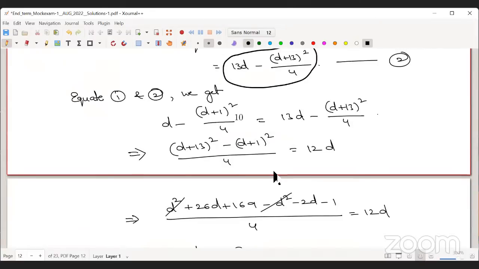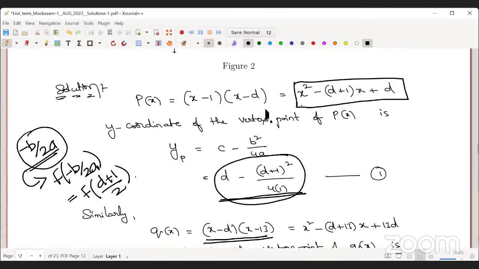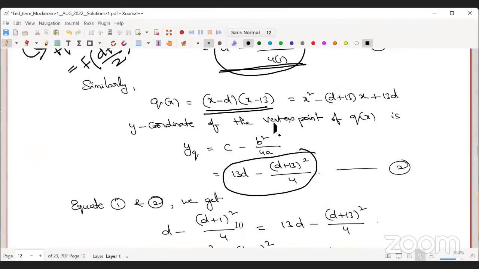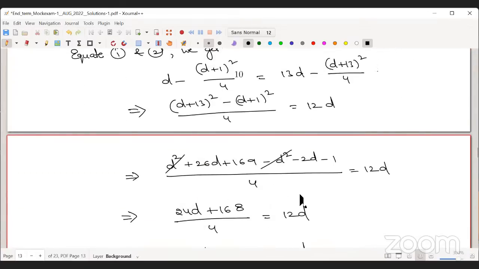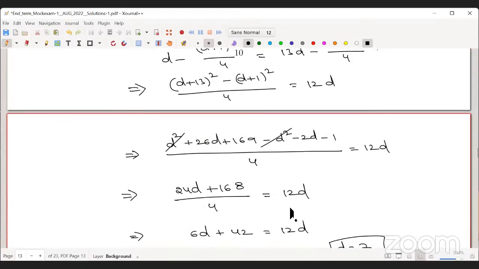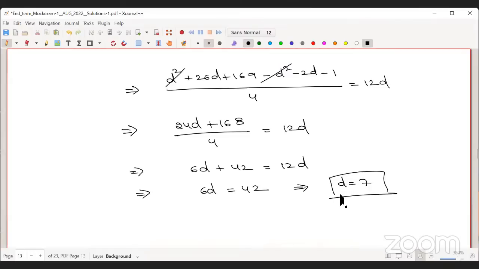Okay, sir. So the main idea is basically you are computing the y coordinate of the vertex of P(x) and of Q(x), and it is given that both are the same. So once you equate them, you would get a quadratic equation, but here you are getting a linear equation. By solving that, you can get D. Okay. Thank you, sir.